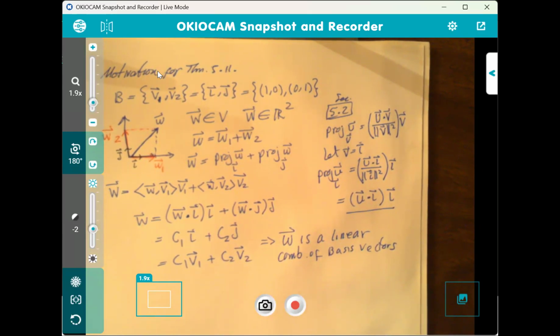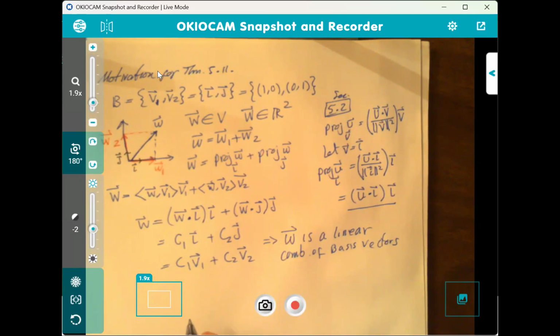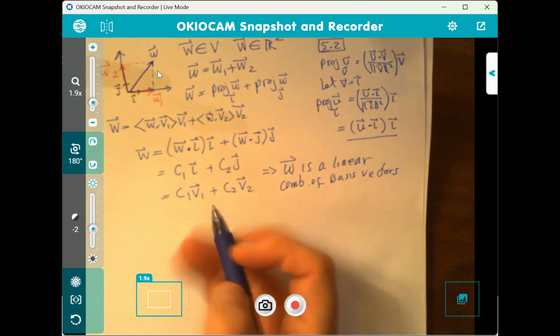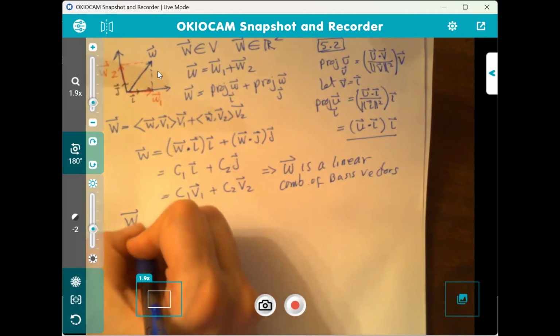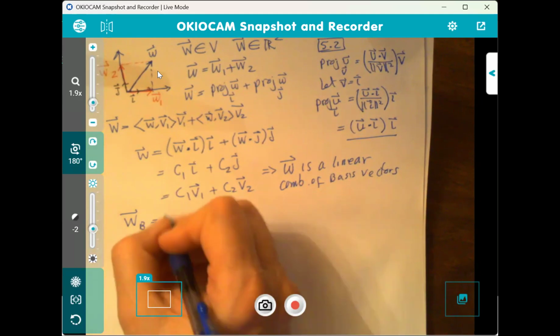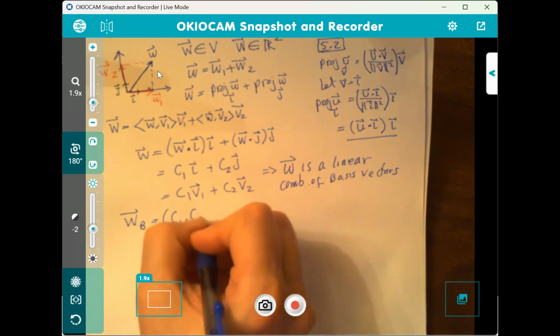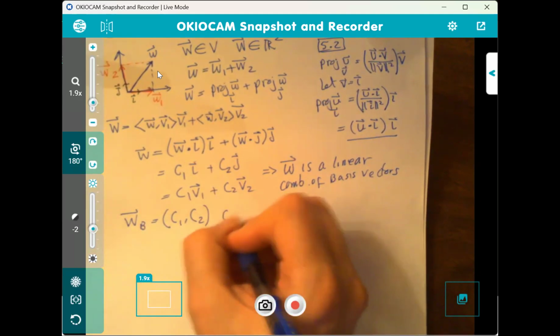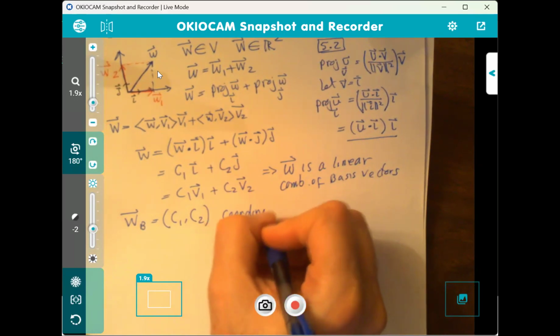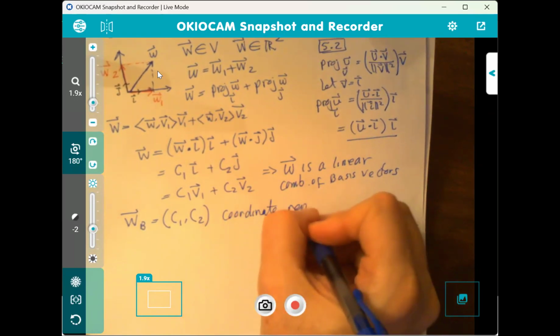Now, the coordinate representation we can write as such. W using the basis vectors as coordinates is going to be that. This is called the coordinate representation.